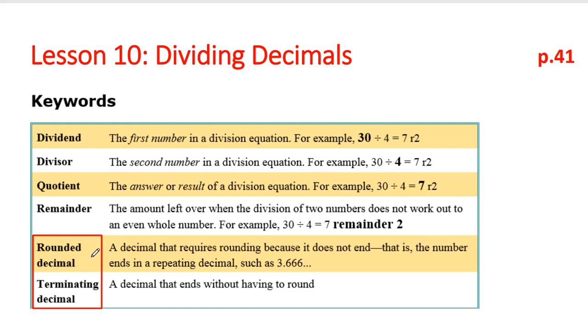So rounded decimals are decimals that go on, and at some point we need to stop dividing and round the decimal, whereas terminating decimals do have a definite end, and we don't have to round those ones.